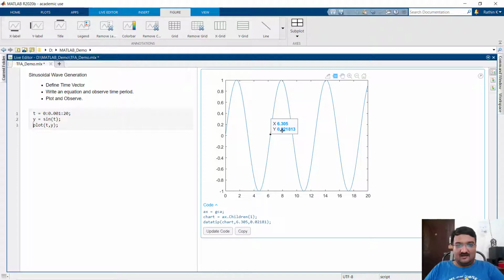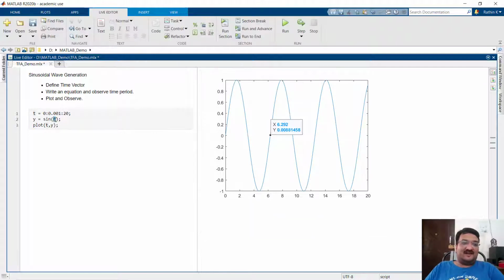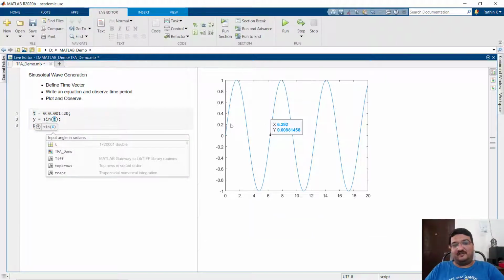Somewhere here, so around 6.3. Okay, around 6.3 it is 0. If I drag it a little to get more precise, you can see 6.29. All this, we know that a sine wave's time period is 2 pi. So 2 into 3.14 comes to around this. But we have written an expression as y equal to sine t, which gives a period of 6.28.